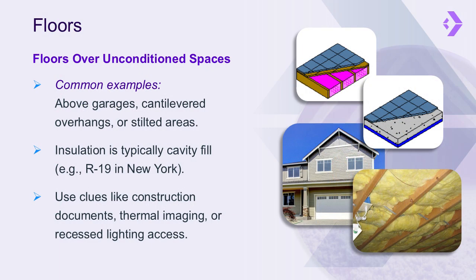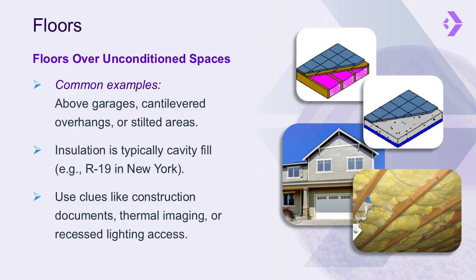Now, let's move on to floors. Just like walls and ceilings, first determine if there is more than one type of floor in the home, and capture the surface area and insulation caliber of each. For floors over unconditioned space, such as the floor above a garage, cantilever overhangs, or parts of the conditioned area built on stilts, the insulation is most commonly going to be cavity fill between framing. It likely won't be exposed for visual inspection.